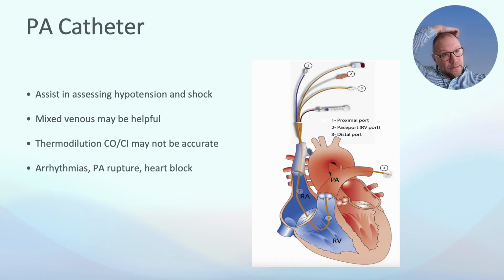All right. So how about a PA catheter? Right. It can also give us real-time continuous data, particularly if a patient is hypotensive or there are concerns for shock. In these patients, with the amount of tricuspid regurgitation, thermal dilution calculations may not be as accurate, but mixed venous can still be helpful, right?